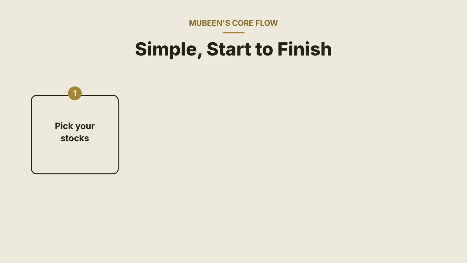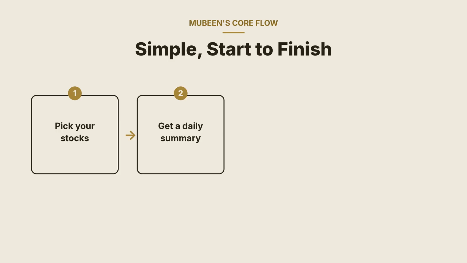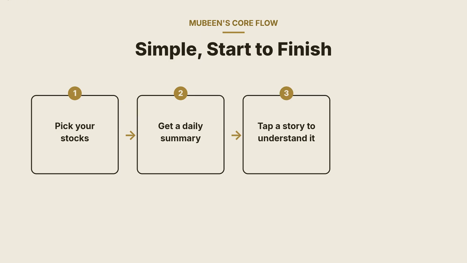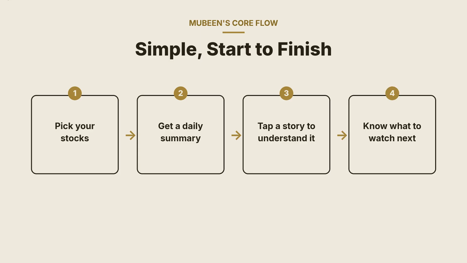For Mubeen, the core flow is simple. First, the user chooses the stocks they own or want to follow. Then they see a personalized daily news summary. They can tap a story to understand what happened, why it matters, why the stock might be moving, and what to watch next. Inside the summary, they can also tap any financial term to see a simple explanation. We will also include the original sources of the information. Later, the app may send a notification when the daily update is ready.